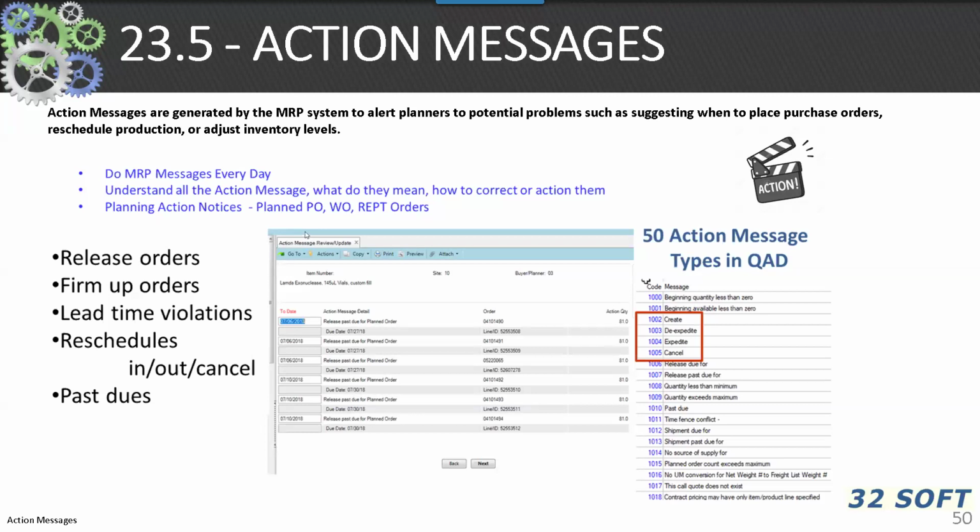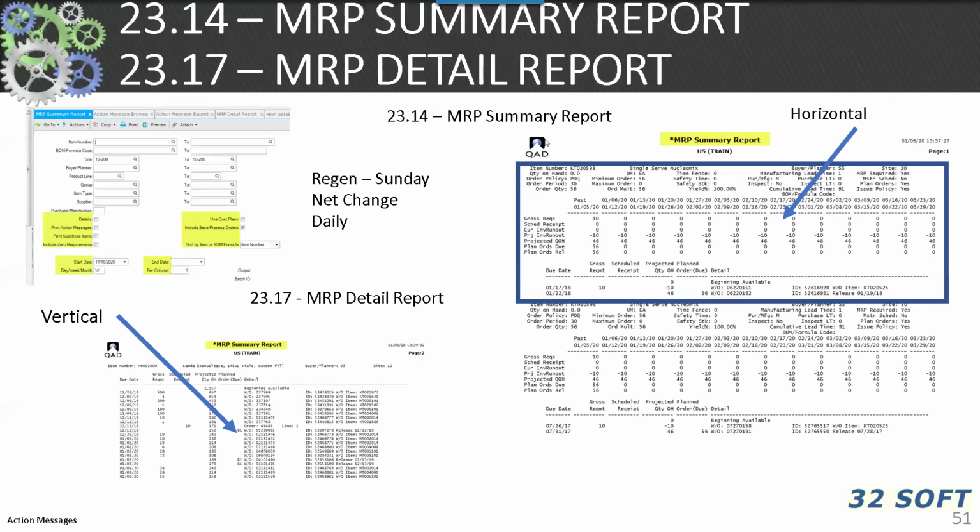Planners must understand all action messages, what they mean, how to correct them, and the actions. If you hark back to your action messages, there are over 50 action message types in QAD. Planners should know the cause, the correction, and ramifications of each. Probably the most valuable reports available in MRP are the 23.14 and the 23.17.